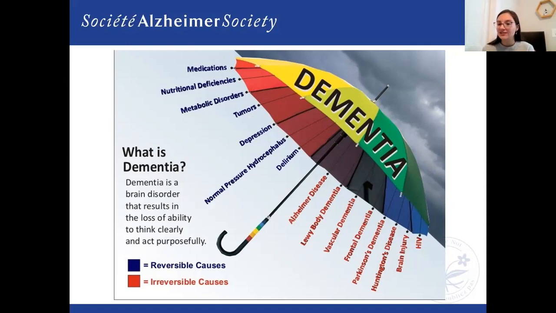Some researchers think there are over 100 different causes and types of dementia that exist. We're not going to talk about them all. We don't have time for that today, but we are going to talk about some of the most common types in better detail, so you have a better understanding of the condition and some of their key features and characteristics.